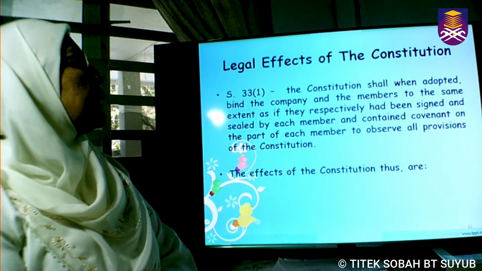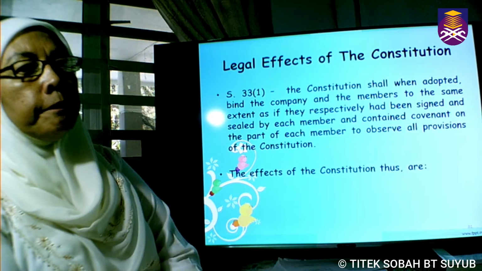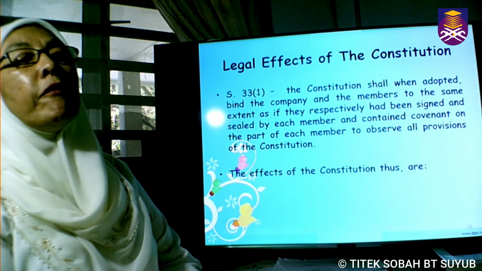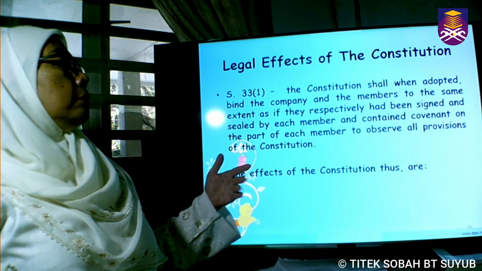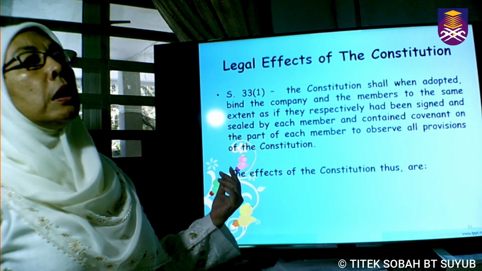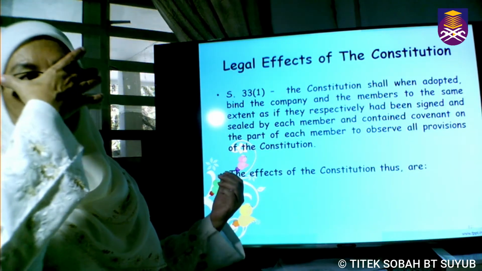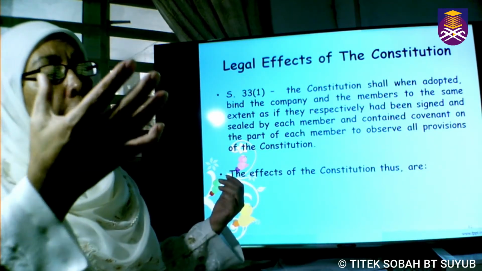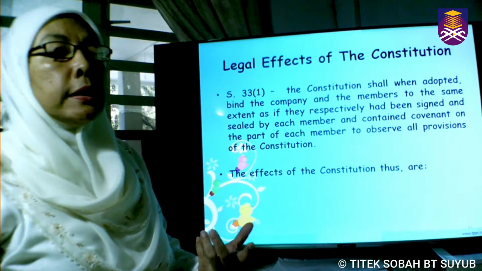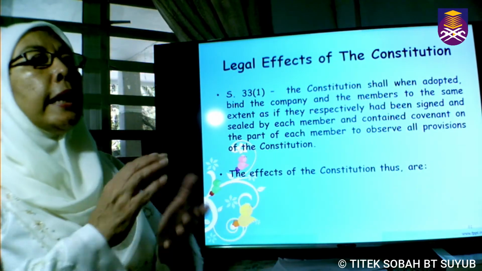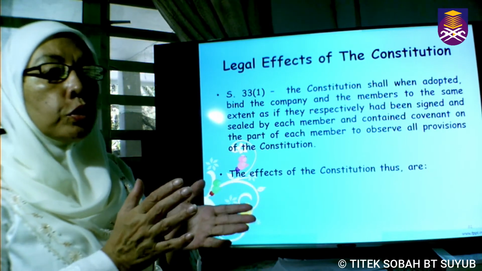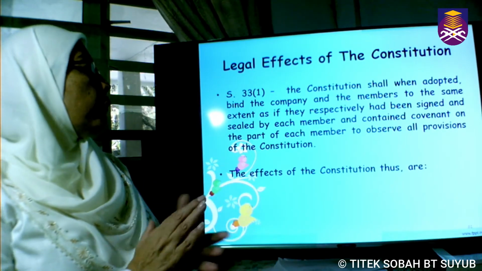So what is the legal effect of the constitution? Okay, so if the company has a constitution, what is the effect of the constitution? So the constitution, when adopted under the previous Companies Act, meaning if the company was formed before 2016, they will have a constitution, and if they did not amend it, then the constitution will still be valid. So what is the effect of the constitution?